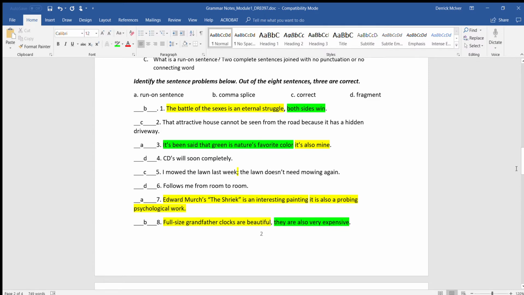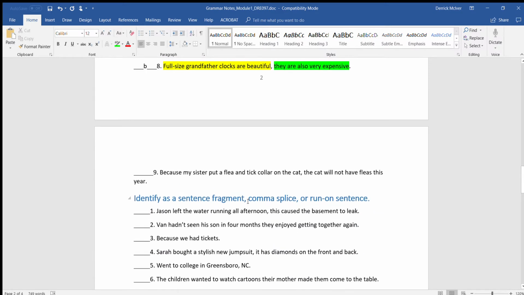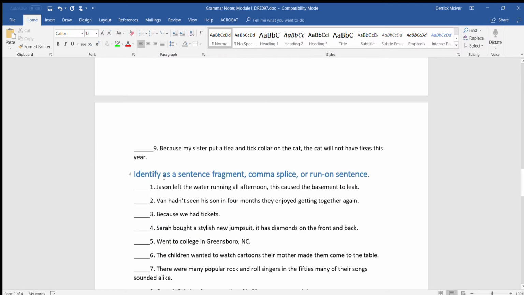Okay. And this last one. Because my sister put a flea and tick collar on the cat, comma, the cat will have fleas this year. This sentence is written correctly because this first part of the sentence is a sentence fragment or incomplete sentence. Because my sister put a flea and tick collar on the cat, comma, the cat will have fleas this year.